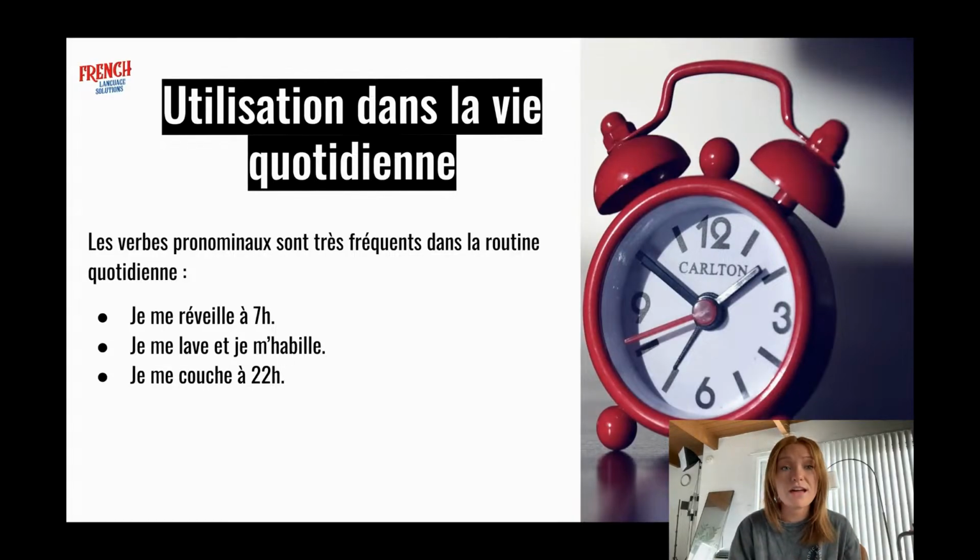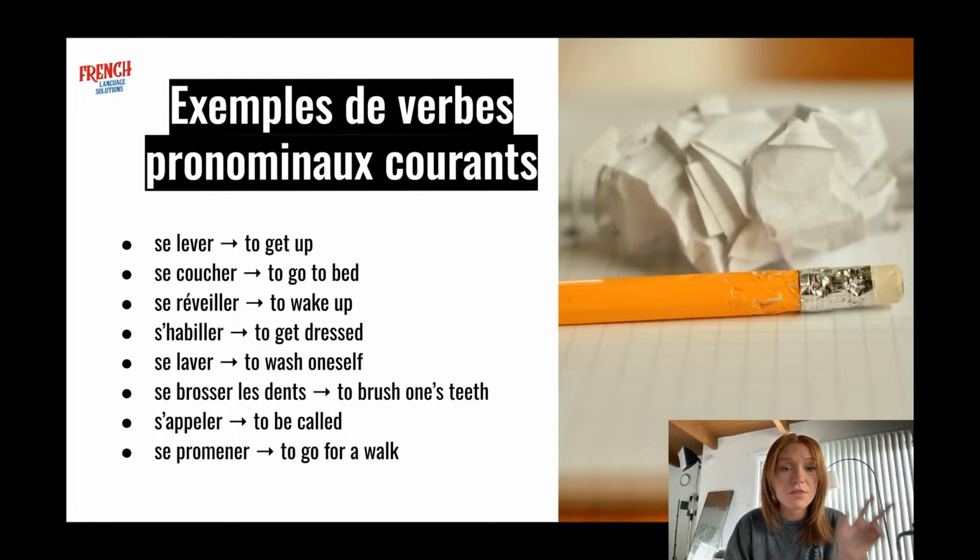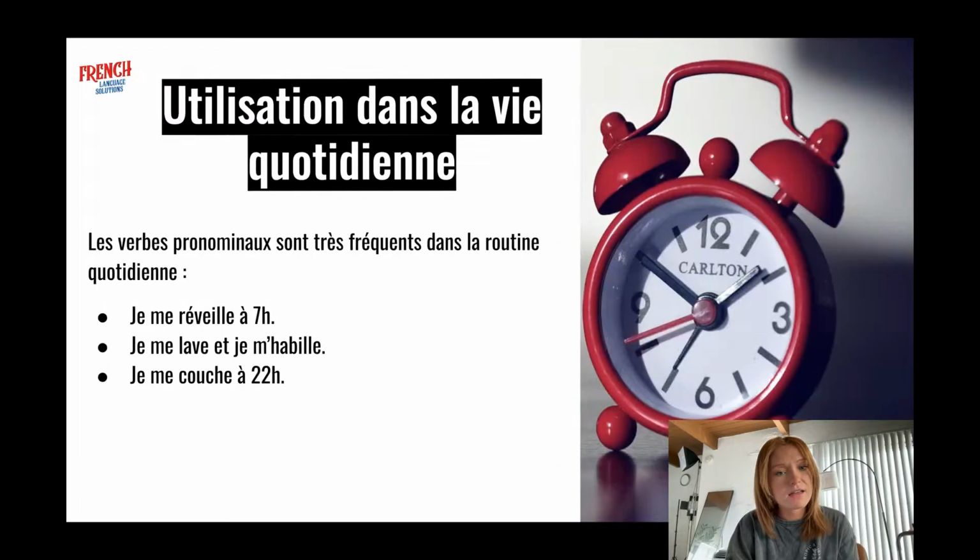The verb me réveille is se réveiller, third one, because it's for myself: je me réveille. Je me lave et je m'habille. So it's pretty easy, because every time you use I, which is je, you're the one doing the action. The little pronoun will always be me. Je me lave, je m'habille. And the same goes for the verb habille, which is to get dressed.